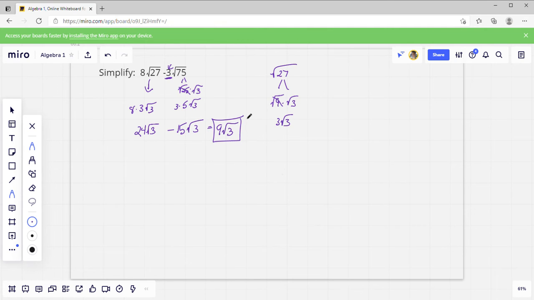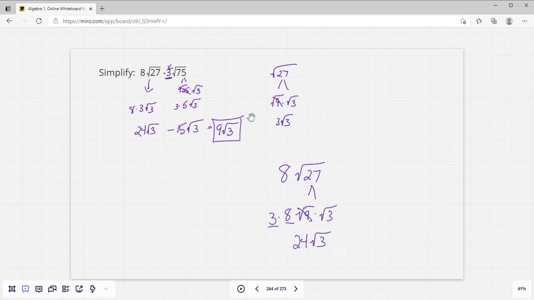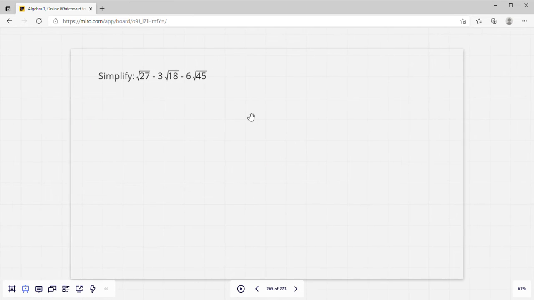So be careful when you have something that's like 8 times the square root of 27, and we break that down, and we say square root of 9 times the square root of 3. When we pull this 9 out, we still have an 8 right there. We pull that 9 out, and we say that the square root of 9 is 3. We have to multiply the 8 times the 3 to get 24 times the square root of 3 as our final answer. Alright, let's try another one.